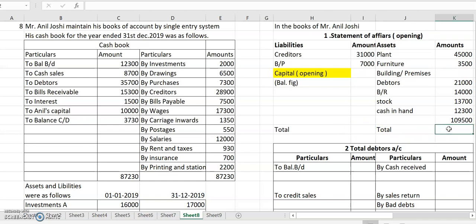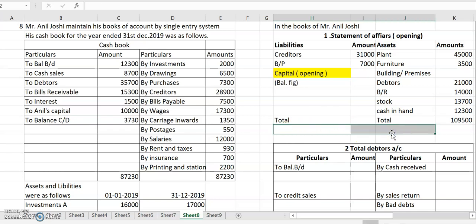So write down 1,09,500 as the total of assets as well as liabilities, and reduce your opening balance of creditors and bills payable. So you will get the difference amount. You can say this is your opening capital, or the balancing figure of your capital. So 38,000 will be reduced from 1,09,500.